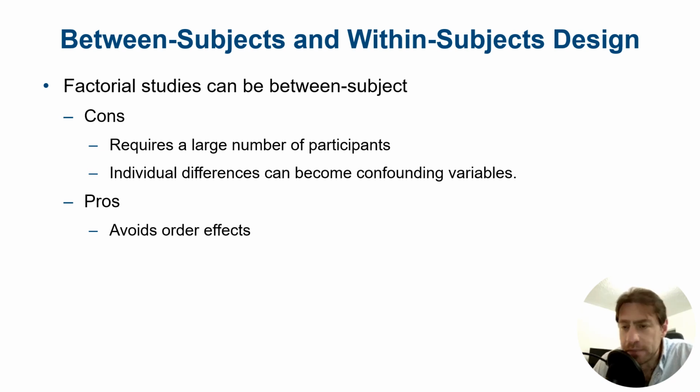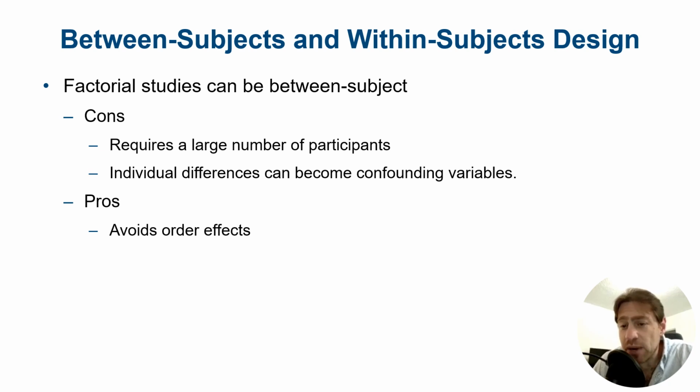So let's recap. For between subjects designs, some of the disadvantages. Well, one, it requires many participants, especially if you have many conditions. So if you have a 2x2 design and you want 30 people per condition, well, that's 4 conditions, meaning you need 120 people to participate in that study.